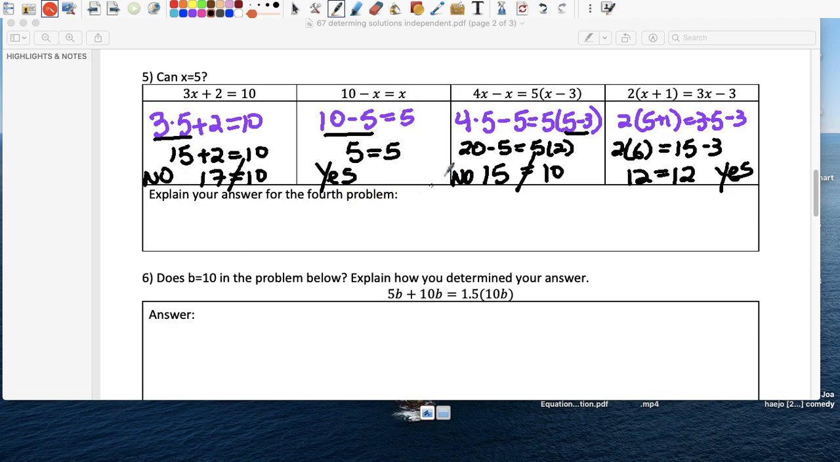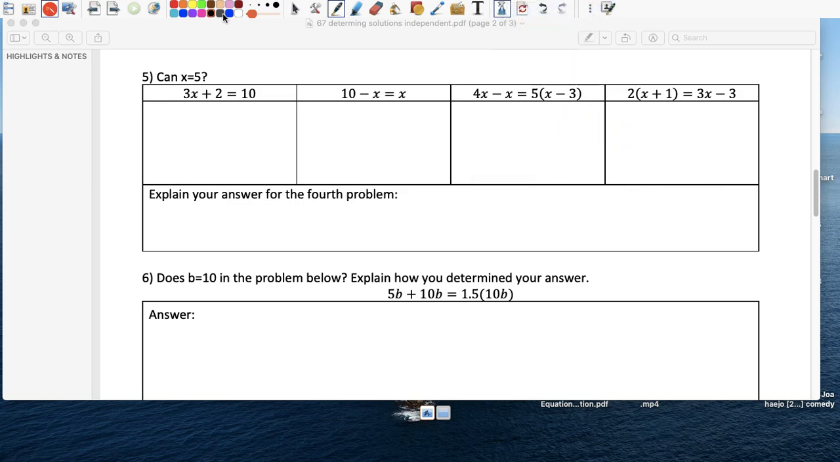Explain your answer to the first problem. So fourth problem, aquí usted puede explicar cómo lo hicieron. Okay, I substituted, and then I subtracted and multiplied. Okay, so I'll leave the explanation to you.